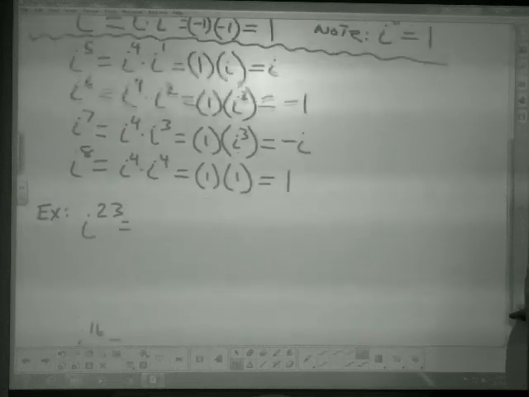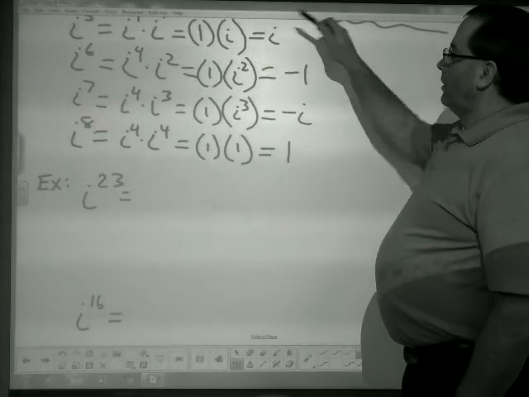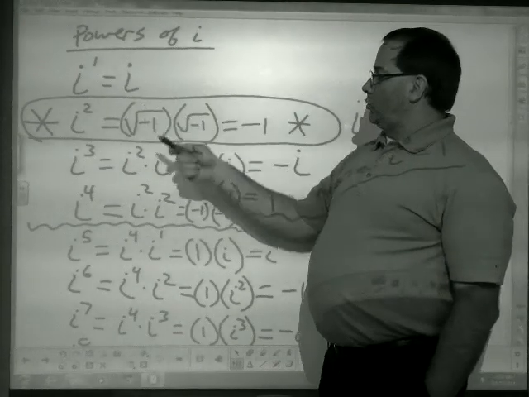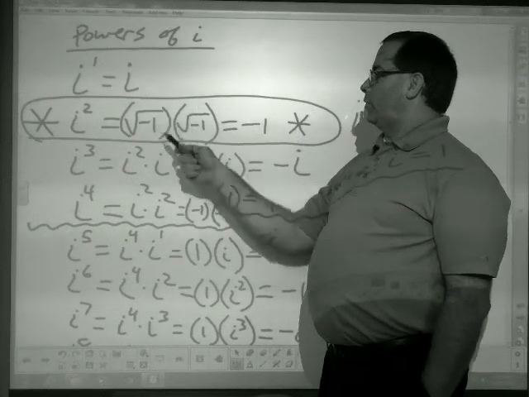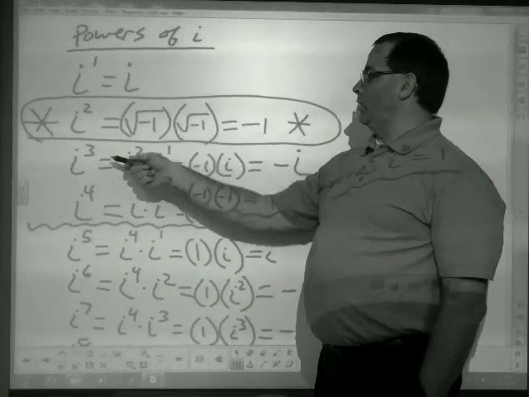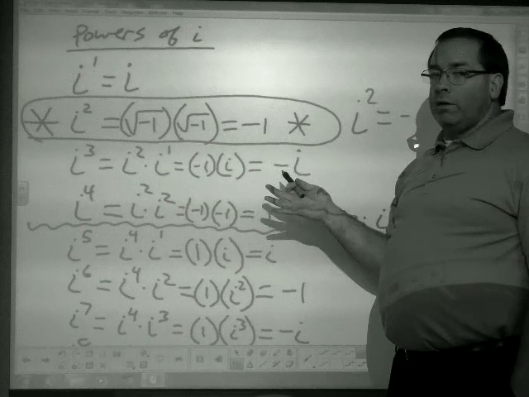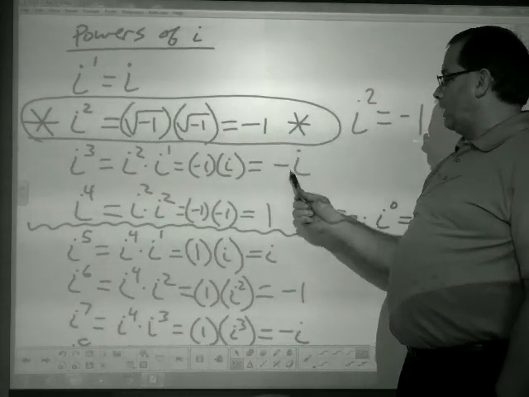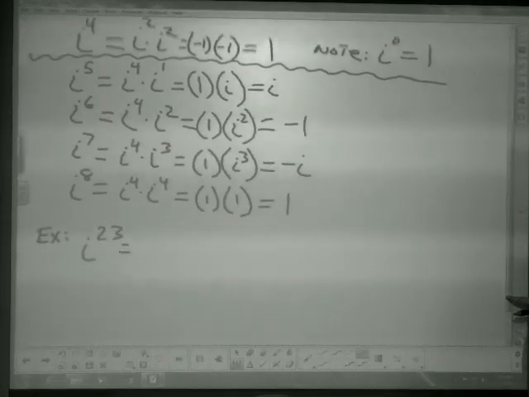So if I want to do i to the 23rd power, I could either keep counting. I could count 1, 2, 3, 4, 5, 6, 7, 8, 9, 10, 11, 12, 13, 14, 15, 16, 17, 18, 19, 20, 21, 22, 23. My answer should be negative i. I could just count it as long as I know these basic 4 things: i, negative 1, negative i, 1. So the answer should be negative i.